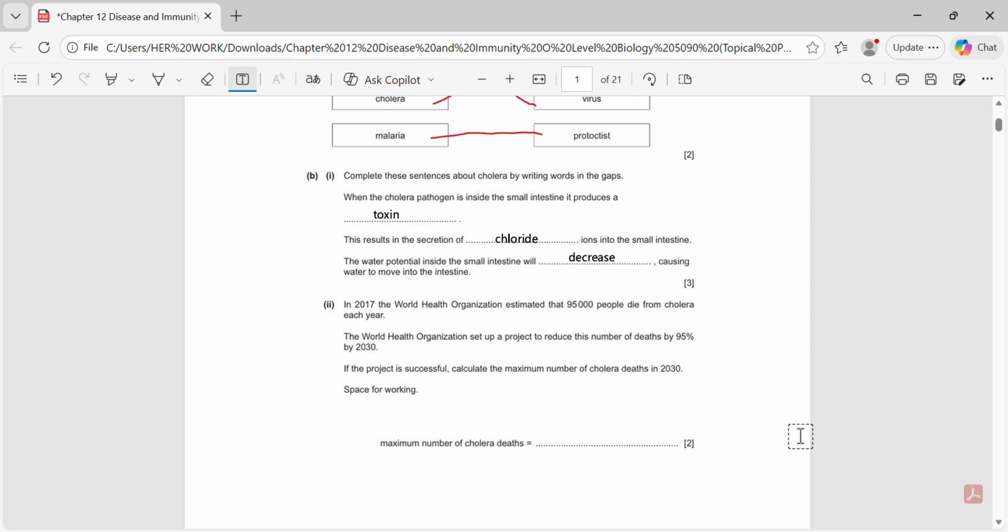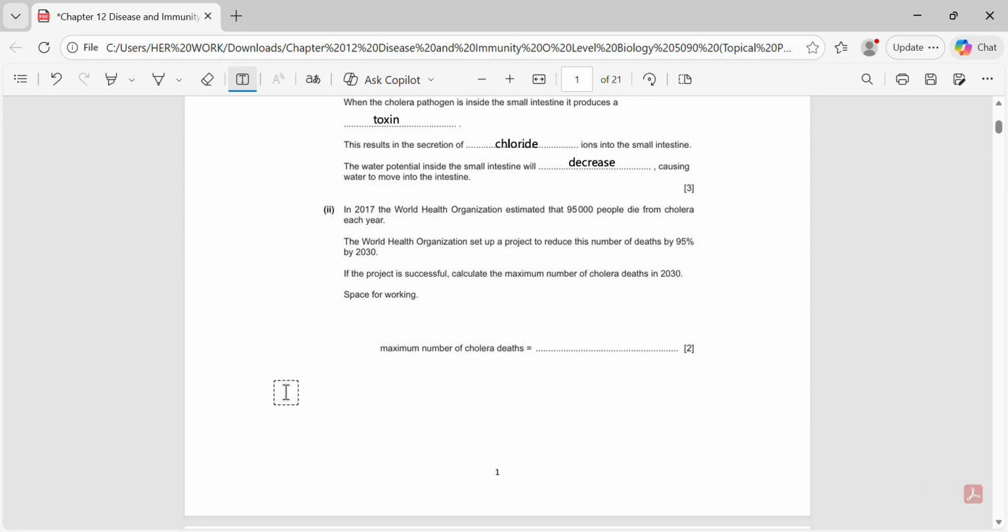So, in step 1, we calculate the remaining percentage. 100% minus 95% gives us 5%. Next, we calculate how many deaths correspond to 5% of the original estimate. The original number of deaths is 95,000, so we multiply 95,000 by 0.05. When we do that calculation, we get 4,750. So, if the project is successful, the maximum number of cholera deaths in 2030 would be 4,750. Always remember in these questions to first find the remaining percentage and then apply it to the original value. That's the easiest and safest way to solve this type of calculation question in the exam.